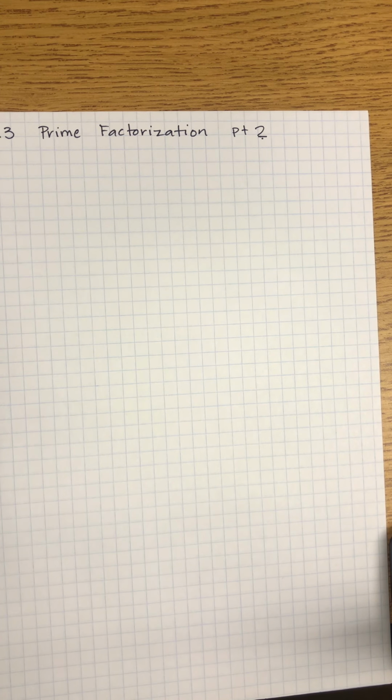So last week we talked about prime numbers. What's a prime number? Tell me. One and itself, right? One and itself is a prime number. And then composite numbers are all the other numbers that have tons of factors. Okay?